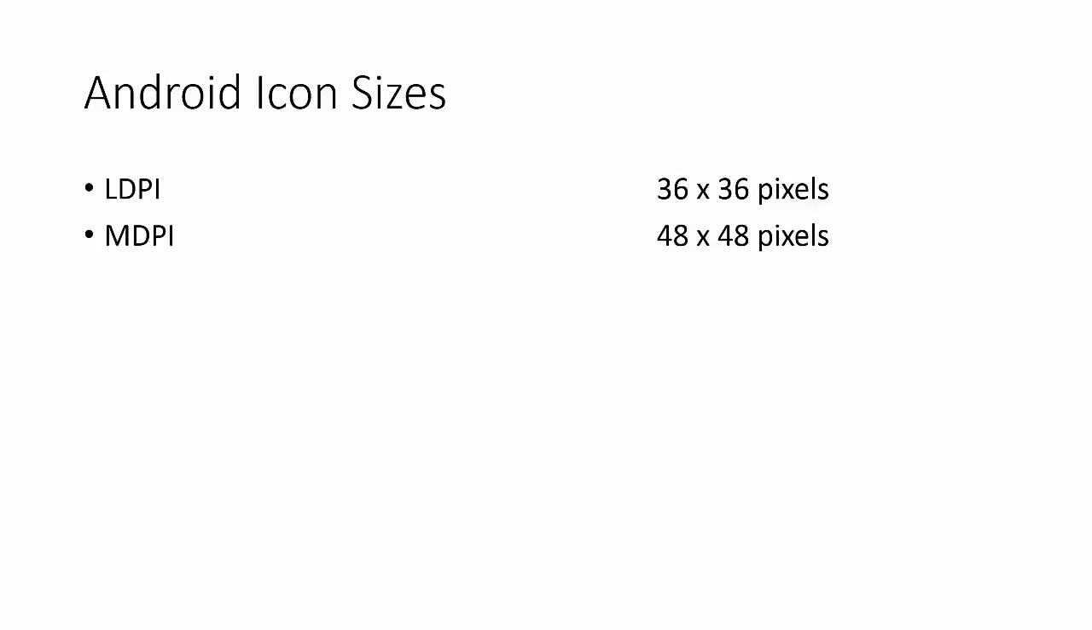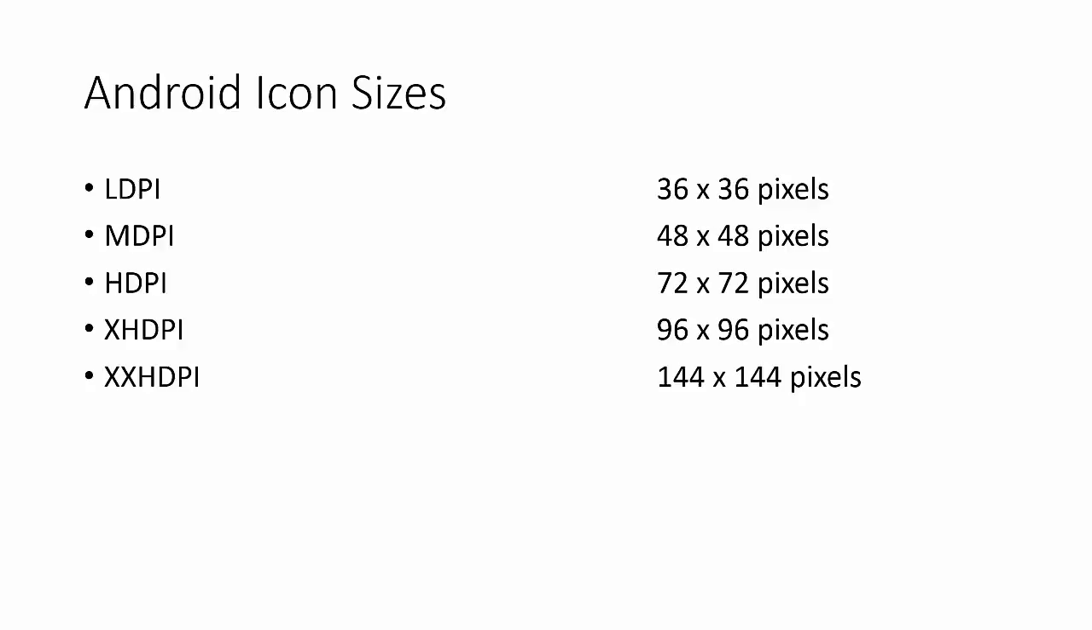For Android, we need to create 5 icons. We need to create one called ldpi.png at 36 by 36 pixels. This is for small screen sizes. We also have an MDPI at 48 by 48 pixels, a HDPI at 72 by 72, an XHDPI at 96 by 96, and an XXHDPI at 144 by 144 pixels. All of these files need to be saved as PNGs.